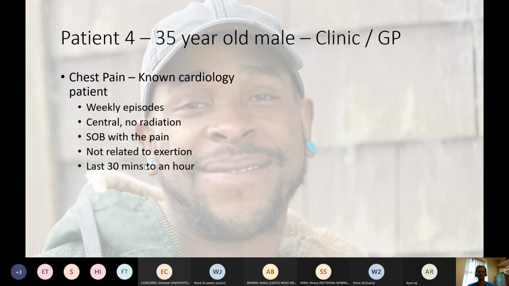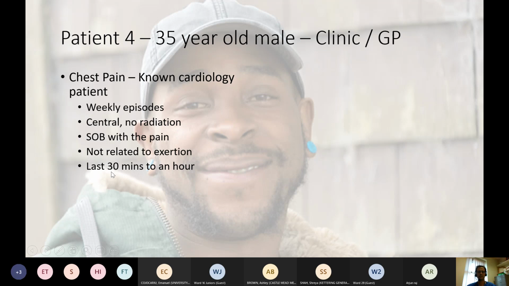Now, you'll immediately be saying, but unstable angina, patients can get chest pain at rest, and they absolutely can. But typically, if they have unstable angina, they will also be getting exertional angina. So ask about relationship to exertion.